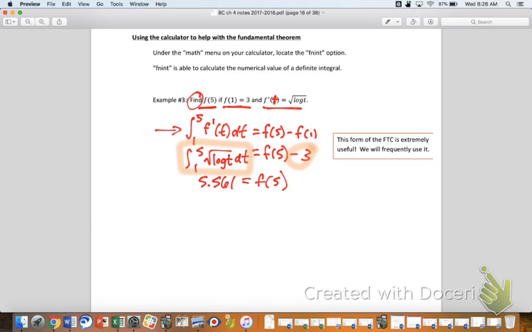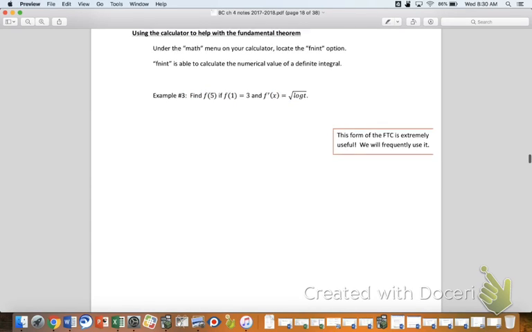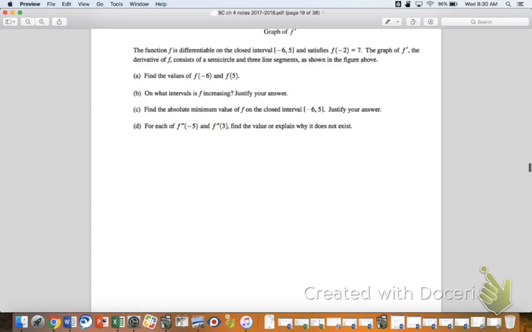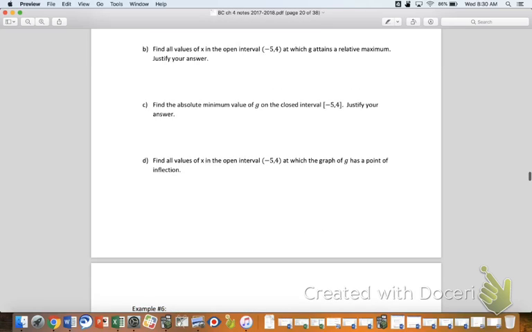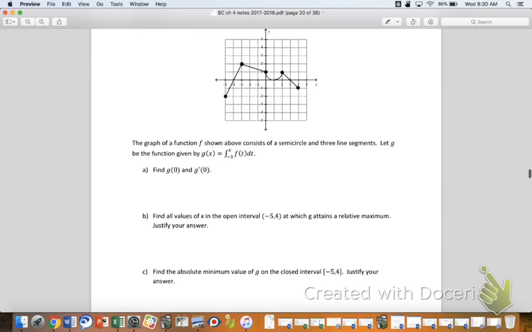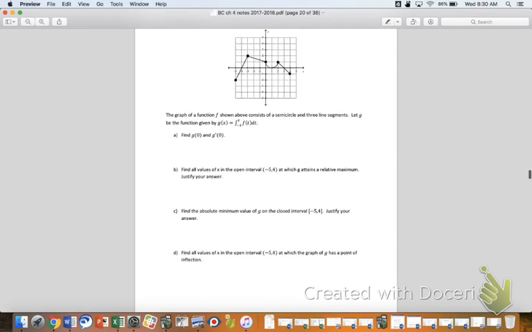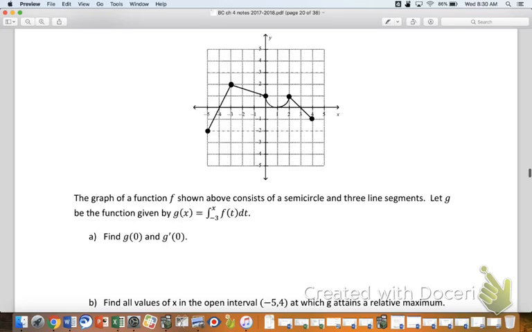Okay. We've got about 5 minutes left. Let's see what we can do here with our final 5 minutes. We're going to do a little jumping around. Let's do example 5. We're just going to do part A in example 5. I think this is a real good one to finish with.